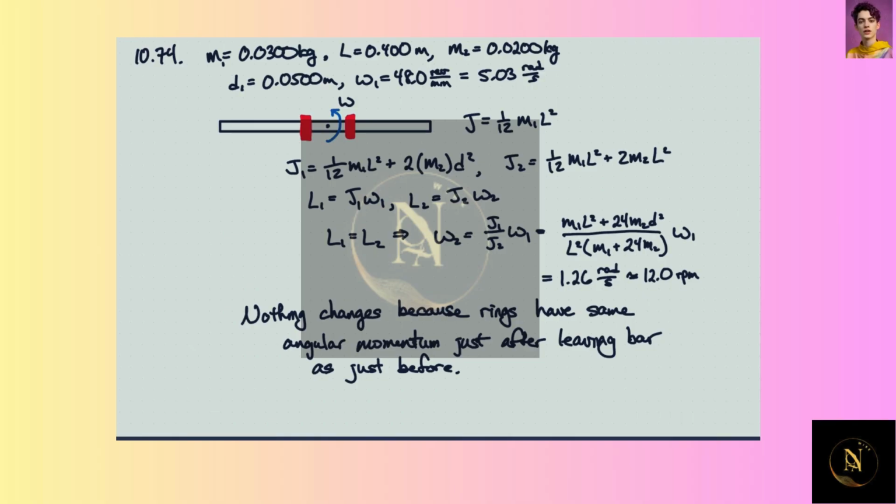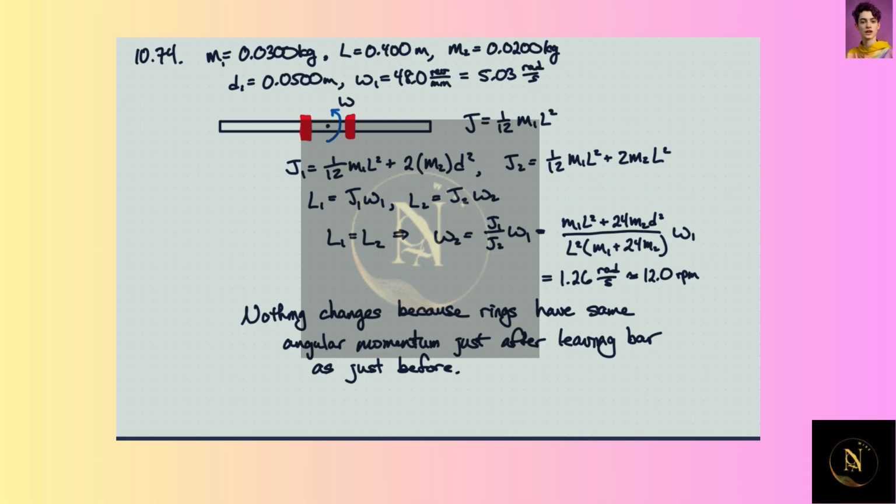In this problem, we have a uniform rod that has a mass of 0.0300 kilograms and a length of 0.4 meters. Then we have two rings on this rod that can slide, and they each have a mass of 0.0200 kilograms. Sorry, not the weight, mass. They initially start off at a distance of 0.05 meters from the axis of rotation, which is in the center of this rod. The rod is initially spinning at 48 RPM, which is 5.03 radians per second.